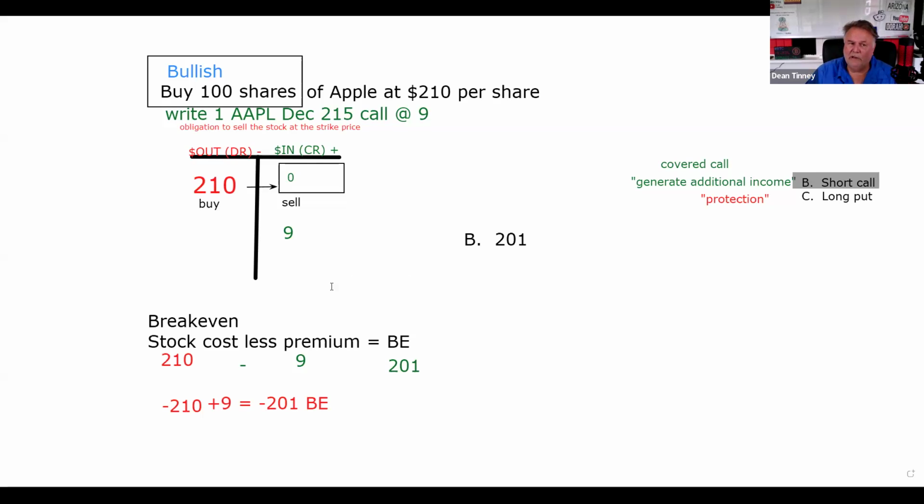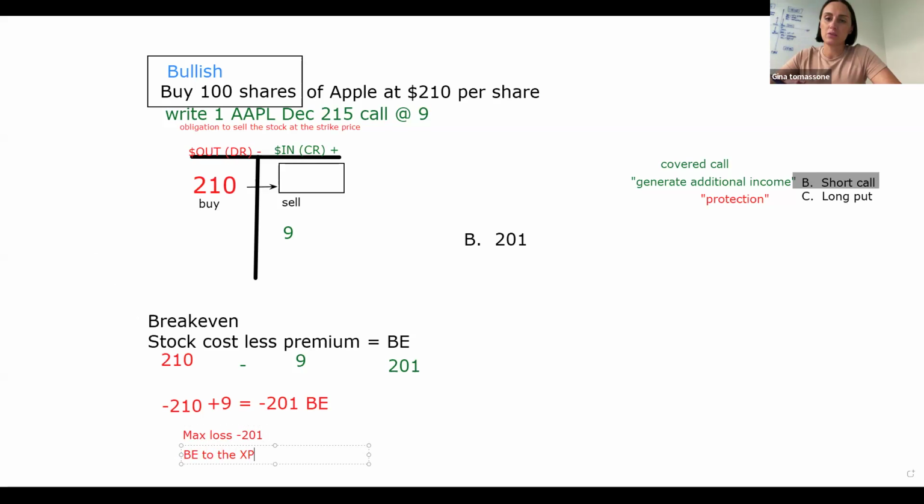As we said, that's not why you're doing a covered call. You're not doing it because of the max loss, but the max loss, let's put that here, is when the stock goes all the way to 0, right? Max loss is your net out of pocket. Your net out of pocket 201. And so if that stock goes to 0, that's going to be your loss. Sometimes the way we say that is the break even to the 0. The break even, because that's what your net out of pocket. That would be 20,100.